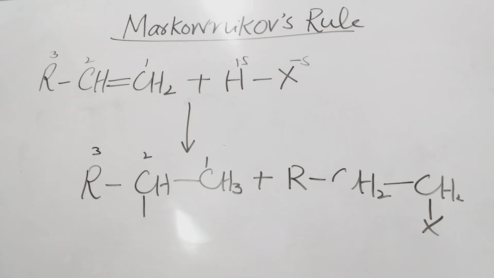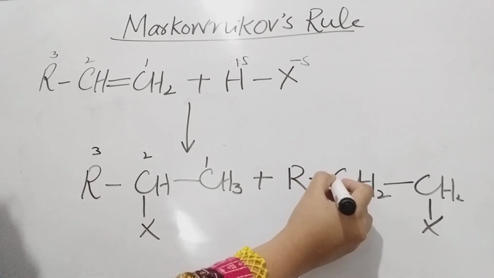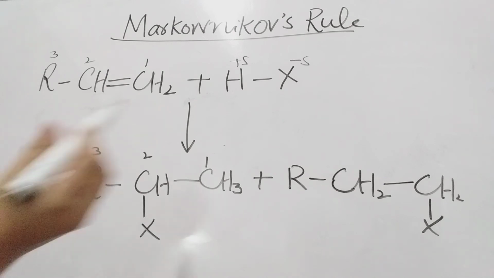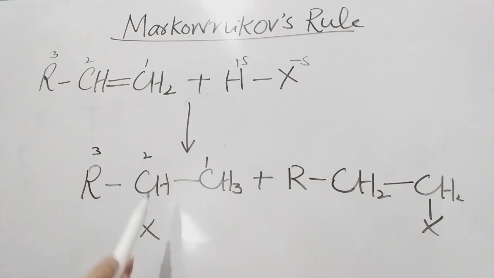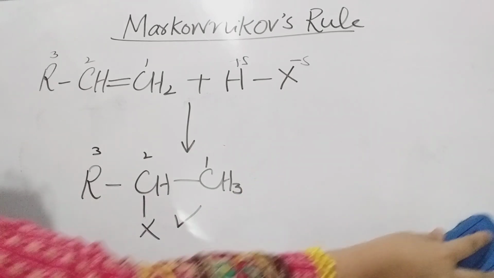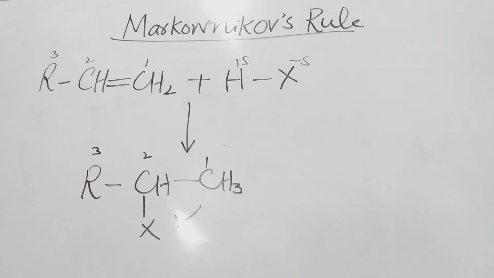Hope this is clear that whenever an unsymmetrical reagent is added across an unsymmetrical alkene, then this product is possible. Therefore, I am going to erase this product. Why this product forms during the course of the chemical reaction as compared to the other product, I will describe in the next video.